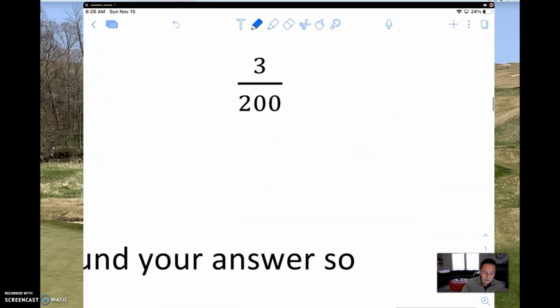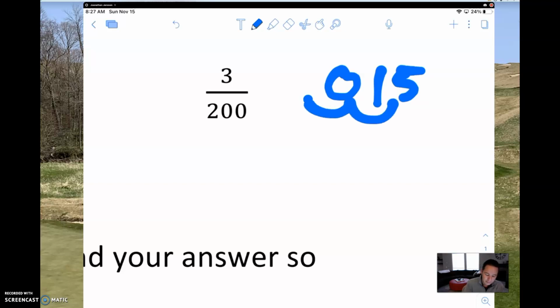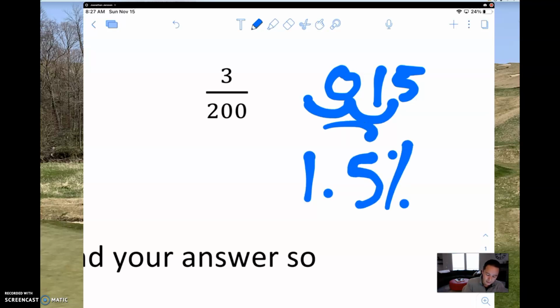And there's one more. Remember, if you're thinking of this as a quiz score, 3 out of 200 probably isn't what you're shooting for. We're going to take 3 divided by 200. That's going to be a really, really small percent. It's going to be 0.015. And if we move that decimal point over 2 spots, it's going to be 1.5%.